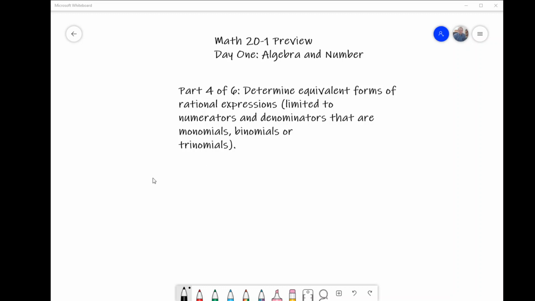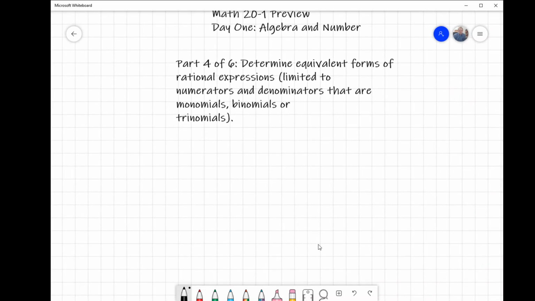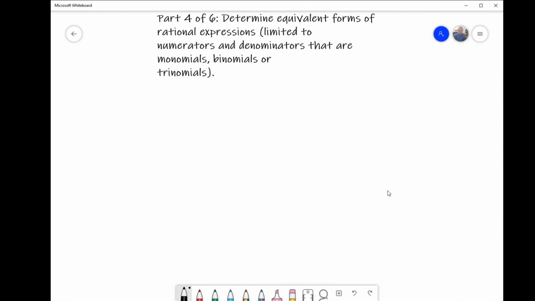So in our fourth video, the fourth topic of the year, we're going to be looking at determining the equivalent forms of irrational expressions, limited to numerators and denominators that are monomials, binomials, or trinomials. So our numerators and denominators are only going to get so big, but we need to find equivalent forms. So what is an equivalent form?